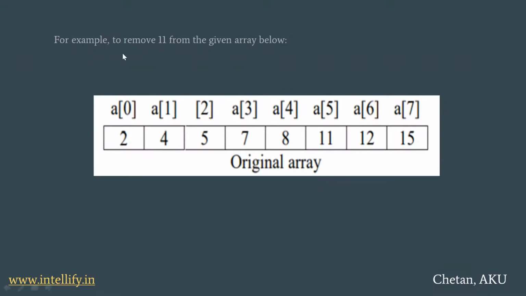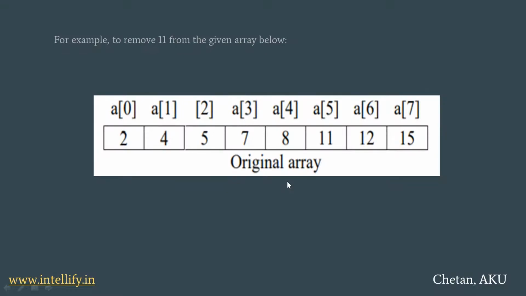For example, to remove 11 from the given array below. We want to remove 11 from this given array. This is our original array and the indexes are specified here, and we want to delete this element from this array. So the first thing we will do is search for the element we want to delete in this array.